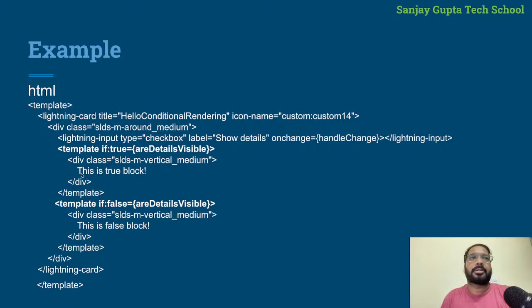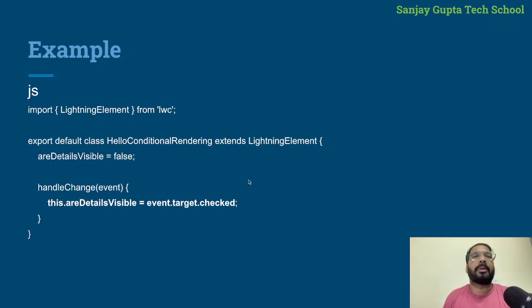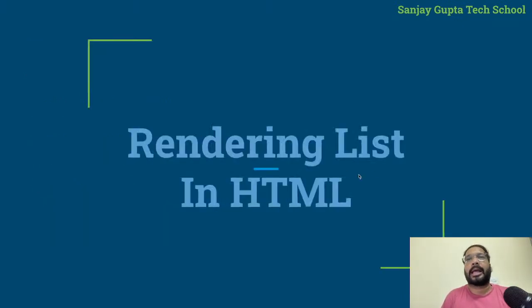If it is checked, it will show this is true block. If it is unchecked, it will show this is false block. Okay, but you need to implement these on your own so that you can understand. These are important. And next is rendering list in HTML.